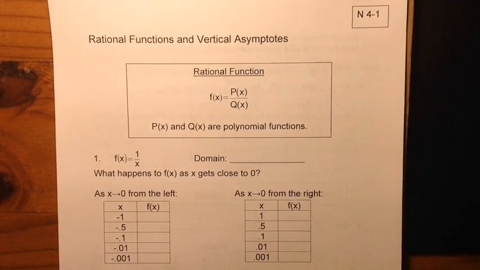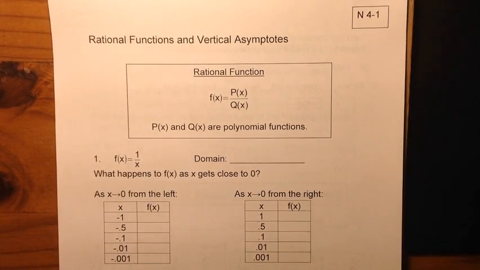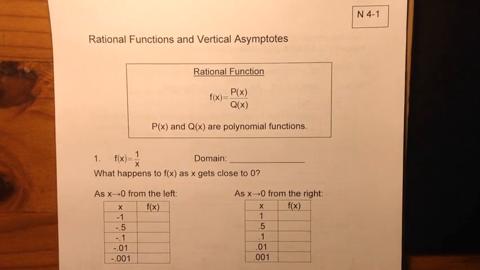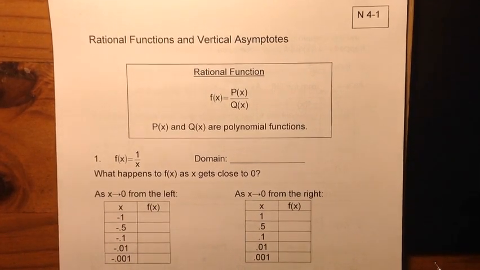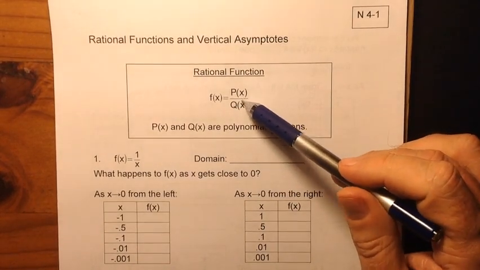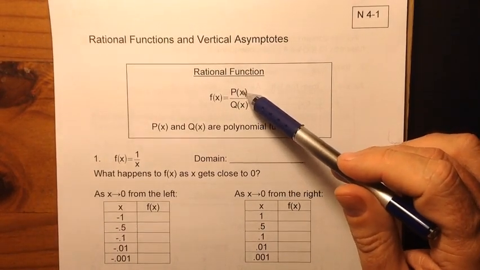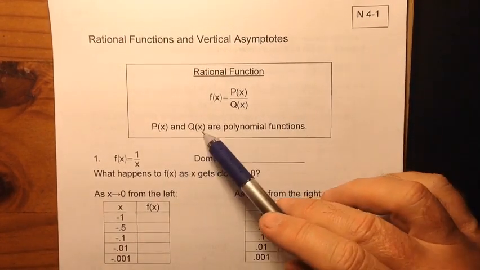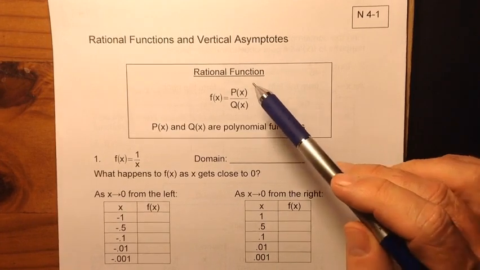All right, so this is the beginning of Unit 4, Rational Functions. Today we're going to look at kind of an intro to rational functions and also vertical asymptotes. A rational function is a function f of x that is the quotient, the division, of two other functions, p of x and q of x, where p of x and q of x are polynomial functions.